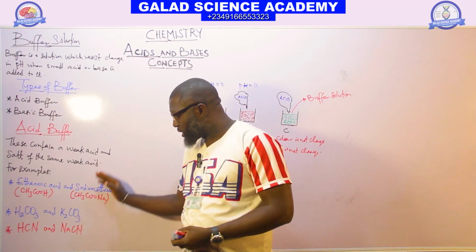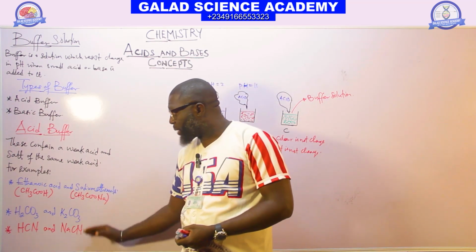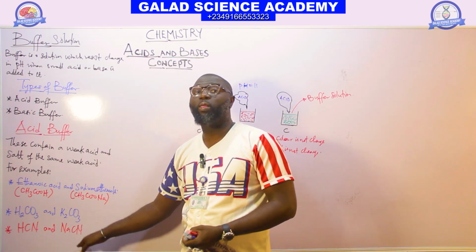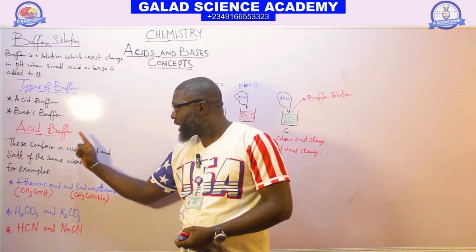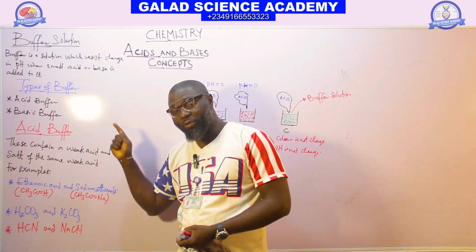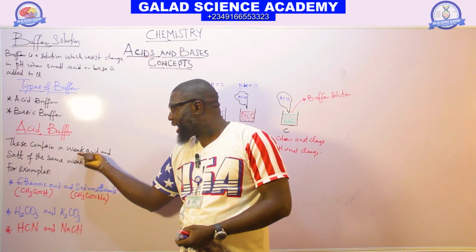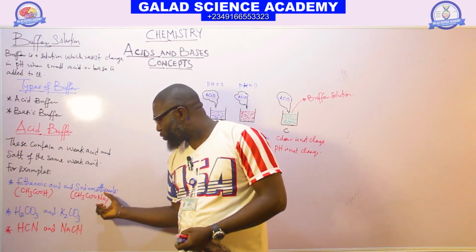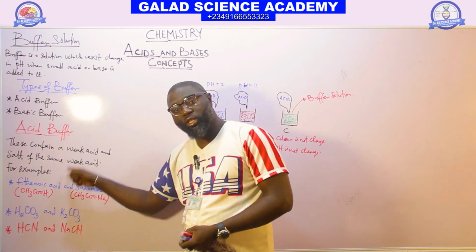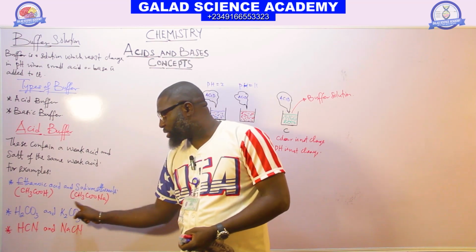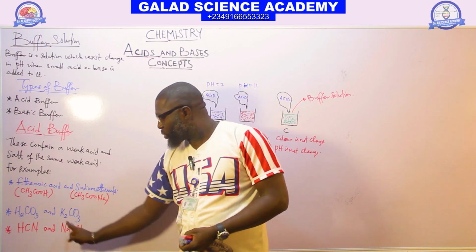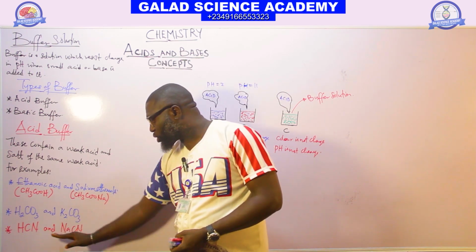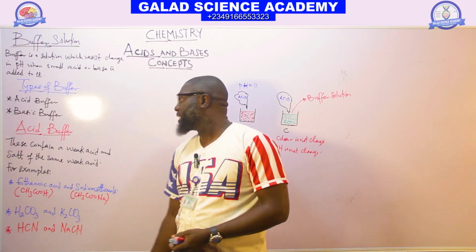So these are three examples of acid buffers, but there are more than this. So the acidic buffer contains a weak acid and the salt of that same weak acid. Here we have ethanoic acid, and the salt is sodium ethanoate. Hydrogen carbonate acid, we have sodium carbonate. Hydrogen cyanide acid and sodium cyanide.